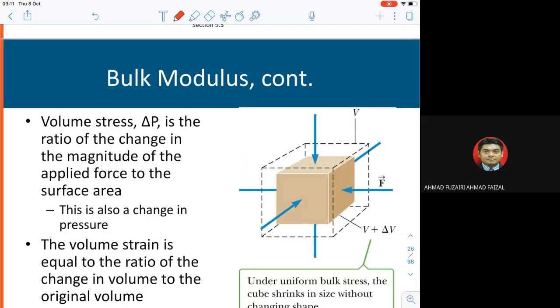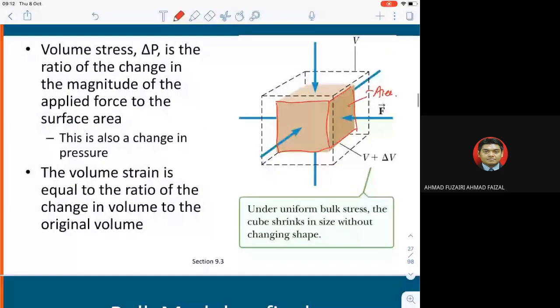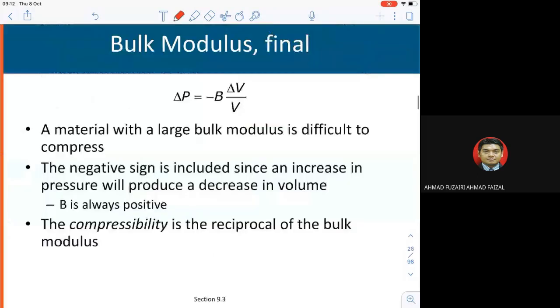So what does it mean? Like this. The volume stress, delta P, is the ratio of the change in the magnitude of the applied force to the surface area. Look at the figure on your right. All the blue arrows are considered as force, and the surface that the force is heading to is called area. So force per unit area is called pressure. In this type of pressure, we call that volume stress. The volume strain is equal to the ratio of the change in the volume to the original volume. So in our terms, it should be like this.